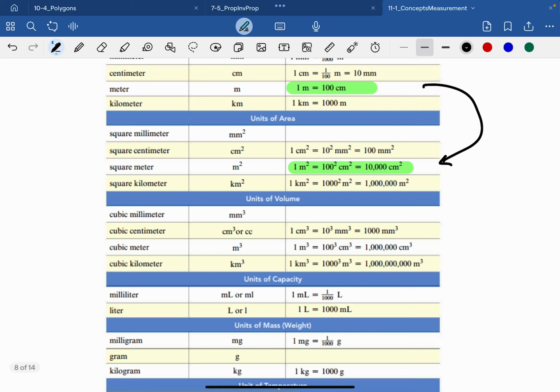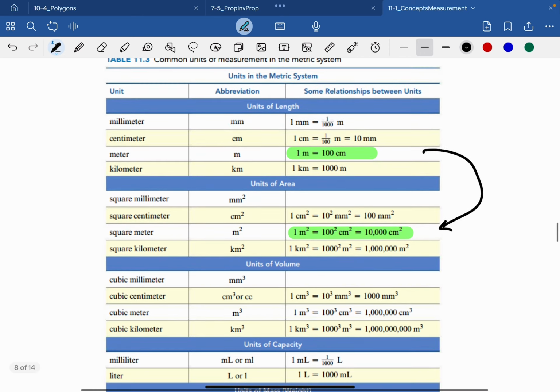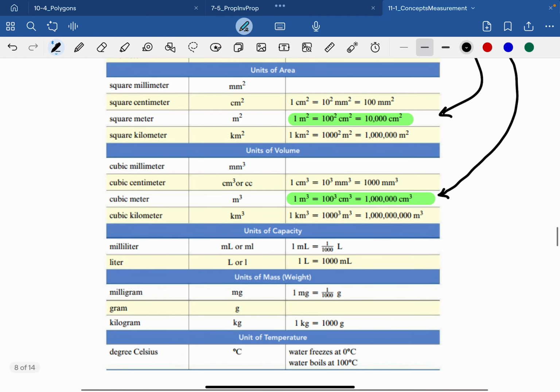In terms of volume, well, they just provide cubic millimeter, centimeter, meter, and kilometer. So again, we can just cube things, for example, to get cubic conversions. We could think of the length conversion being cubed to get a volume conversion. So 1 to 100 meters to centimeters becomes 1 to 1,000,000 cubic meters to cubic centimeters. Let's see, so in terms of capacity, the liter is the unit of capacity.